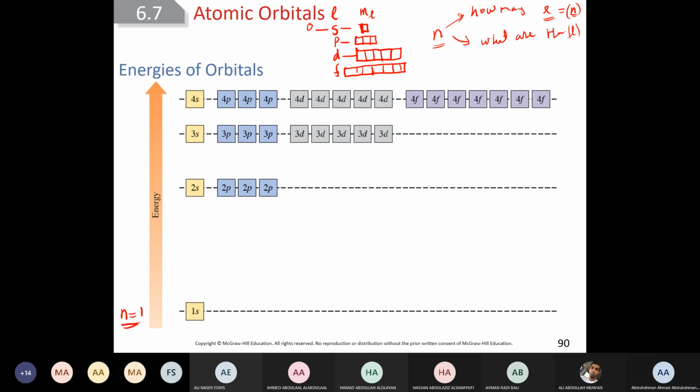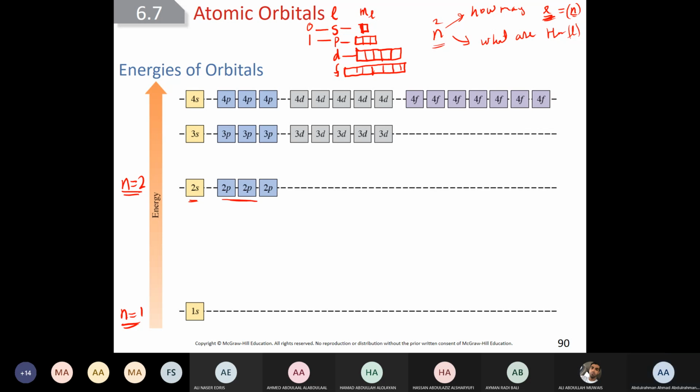If n equal to 2, how many L do we have? 2. What are the values? 0 and 1, but we want the other names, which are S and P. So you find that in n equal to 2, there are two solutions, S and P.